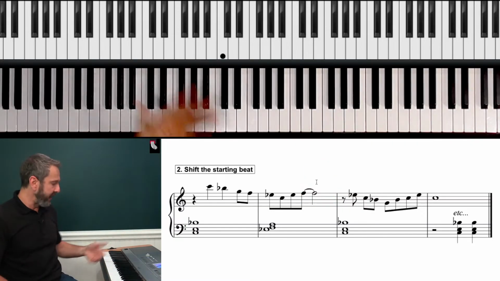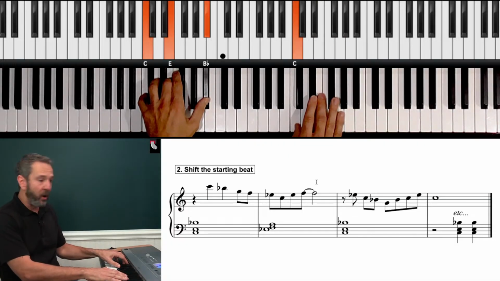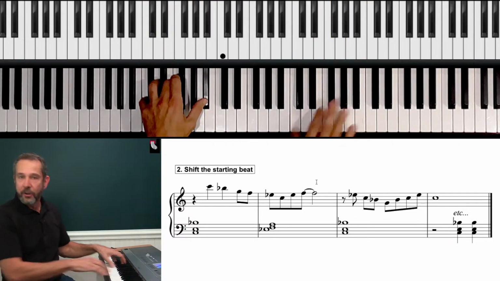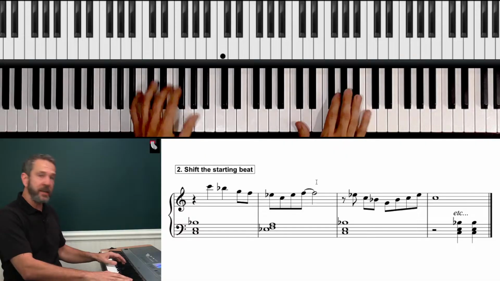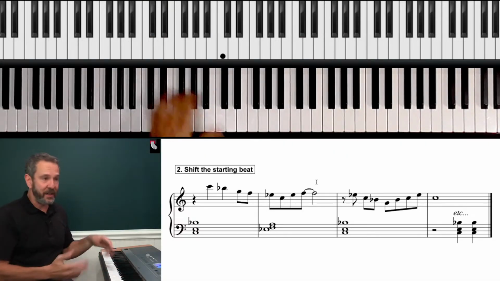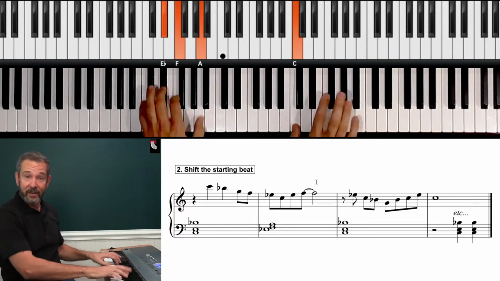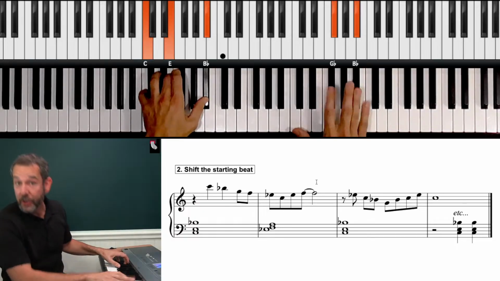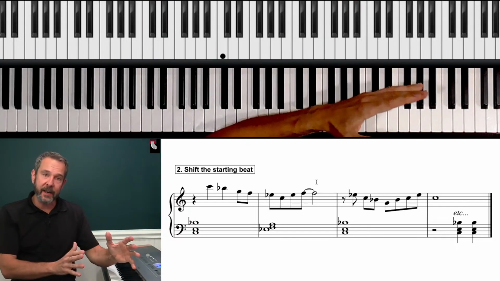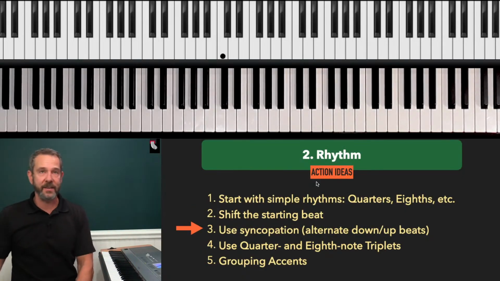So if you play a lick, let's say it's, right, or, right, and you typically start that on beat 1, try starting on the upbeat, or start it on beat 2. 1, 2, 3, 4. So shifting that starting beat is a nice technique to work on and practice.